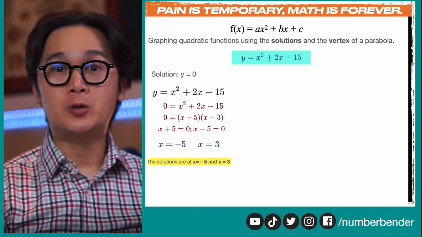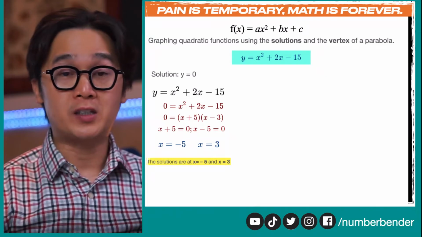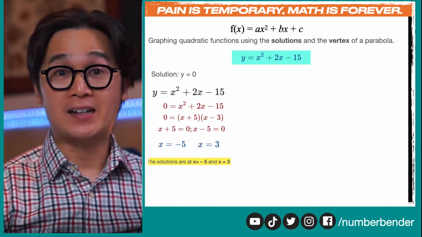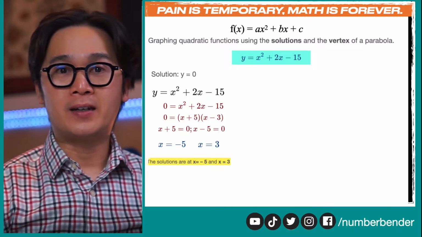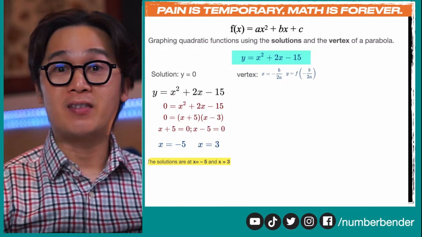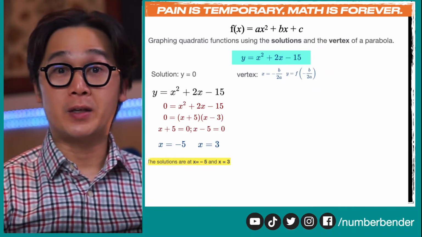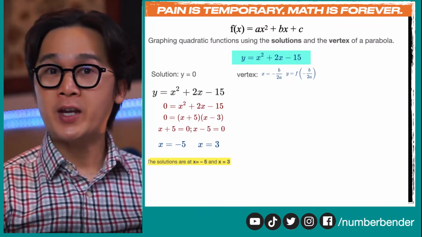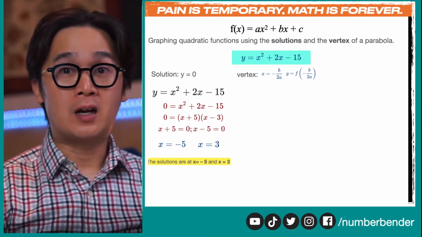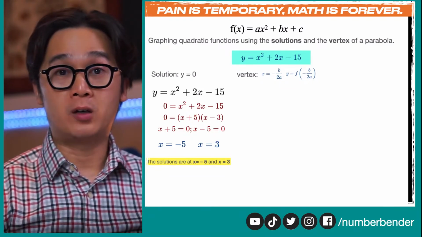And these will be the solutions that we're going to be using because we know that the solutions of our quadratic equation would be the points of intersection of our parabola on the x-axis. Now we just need to find the vertex of our parabola using this formula. So to find the x-coordinate, we need to use negative b all over 2a. And to find the y-coordinate, we simply substitute our x value into the quadratic equation.